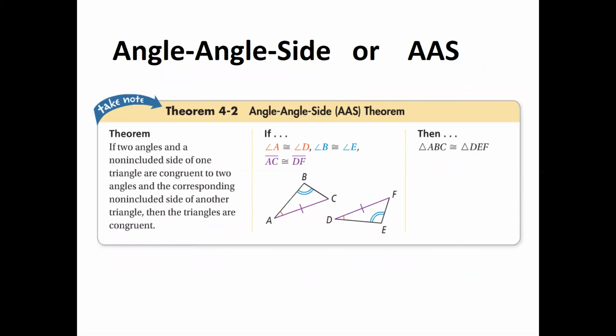Next, we're going to learn about angle, angle, side. So for this one, we need two angles, but for angle, angle, side, the side does not have to be included. So the side's not included, you're going to find two angles and a non-included side. And then we can prove the two triangles congruent by AAS, or angle, angle, side.